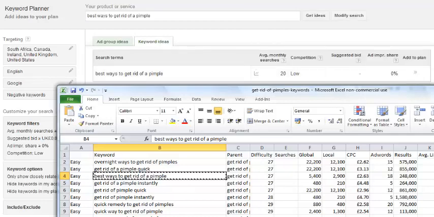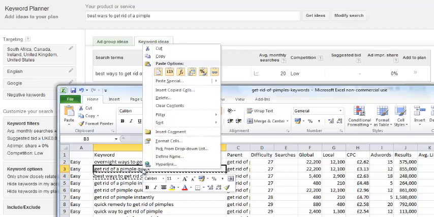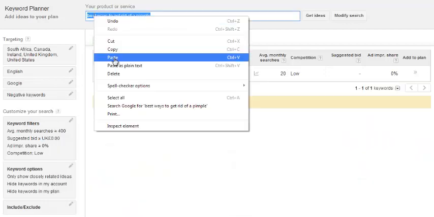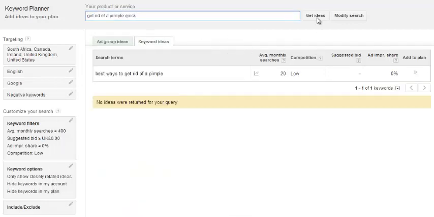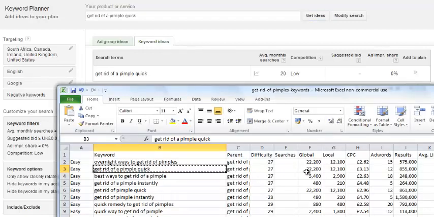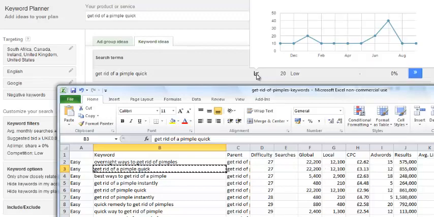Okay, we'll continue. I'll show you a few more. Let's have a look at this one then. Okay, get rid of a pimple quick. Let's try this one. Okay, again that's showing 20. If I just bring that one back up again, well, that was 22,000 back in June. Let's see.